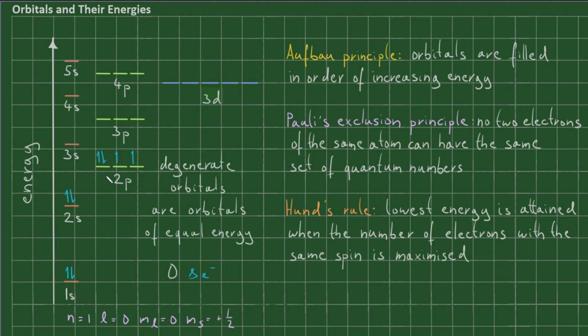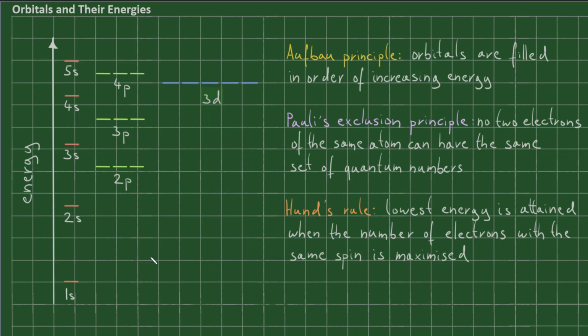This now represents the electron configuration of oxygen. All of the 8 electrons have been accommodated, and we have followed the Aufbau principle, Pauli's exclusion principle, and Hund's rule. Let's do one more. So I'm going to get rid of the electron configuration for oxygen, like so. And now we are going to look into magnesium.